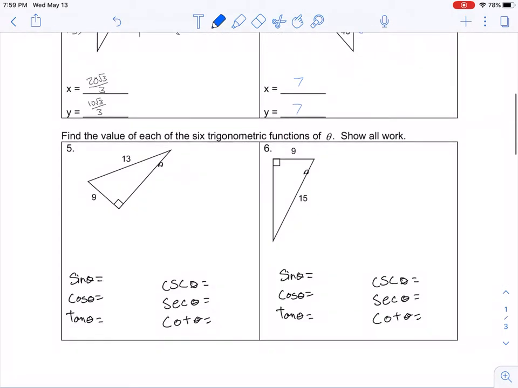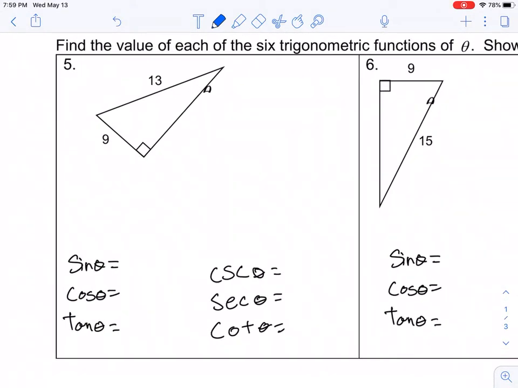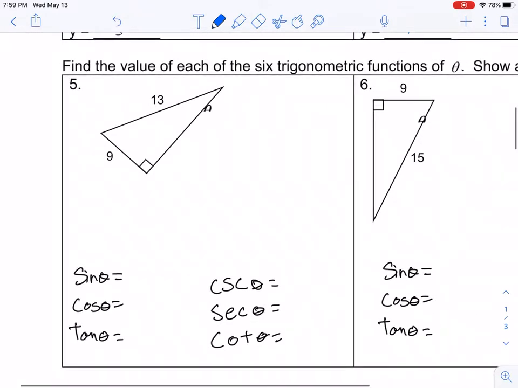All right. If you see here, I've already built out my 6 trigonometric functions. I'm going to find the value for each. We have some information here. And the first thing that we're going to need to do is figure out this missing side. So if 9 is one of my legs, b is my other leg, and then c squared is my hypotenuse, I'm saying 9 squared plus b squared equals 13 squared.